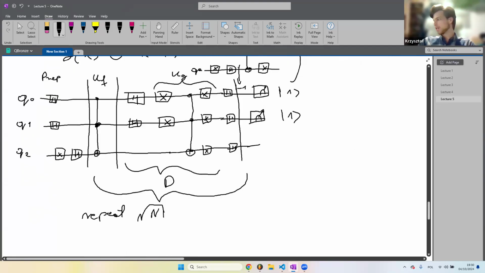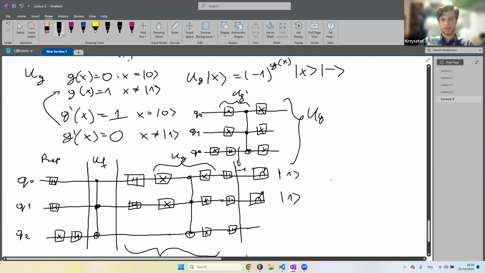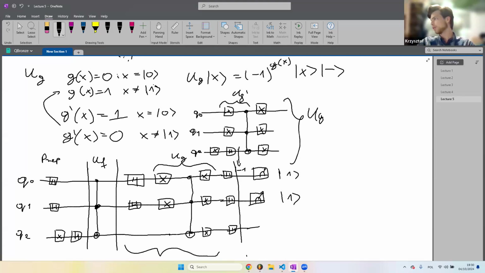Do you have any questions? There are a lot of calculations, a lot of gates. I hope you didn't get lost. If you did get lost at any step, please tell me and I will try to go through it.